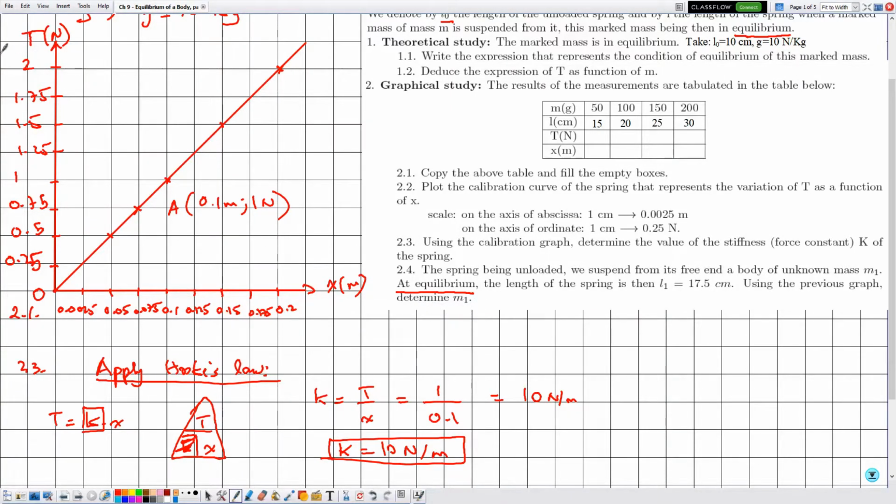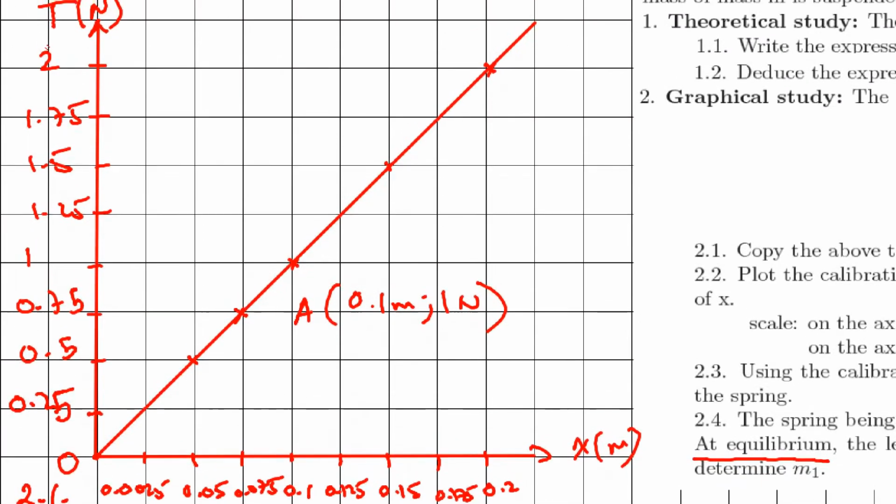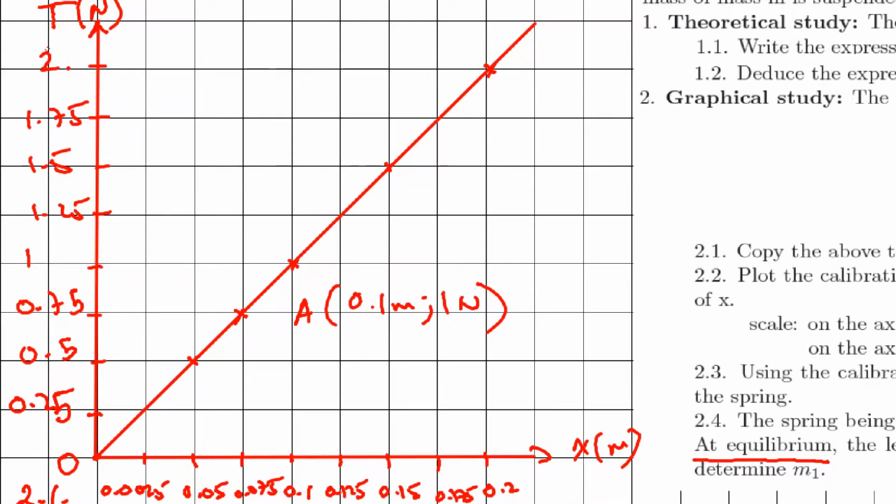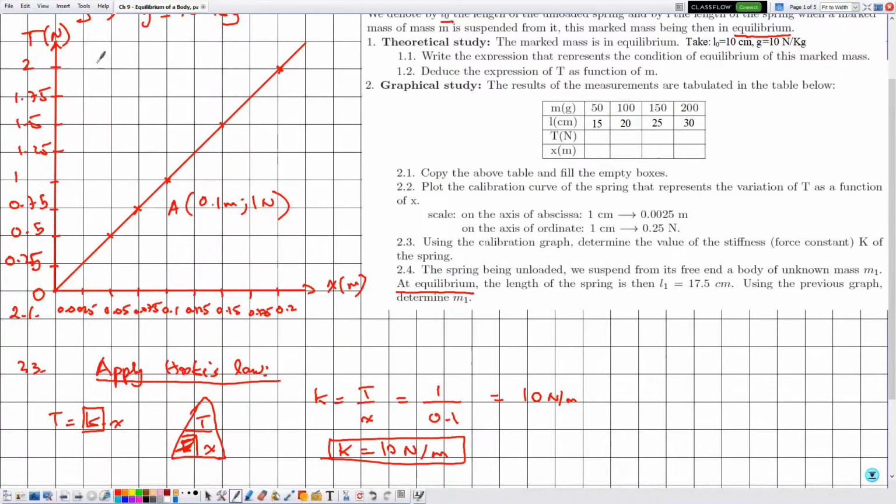But notice that here the axes are not labeled by T and m, but one of them is T and the other is x. In order to determine m, think that T is related to m by the following formula, that T is equal to m multiplied by g. So we need to determine T in order to determine m. If we know x, referring to this curve graphically, we can determine the value of T. Knowing T, then we can deduce m.